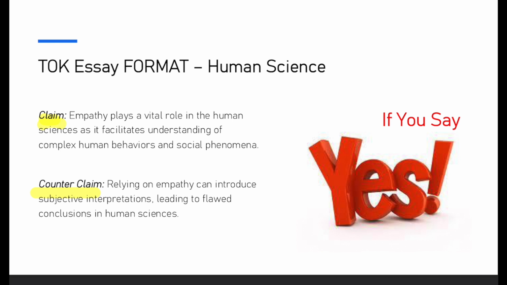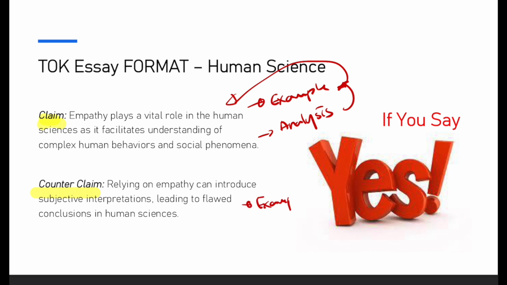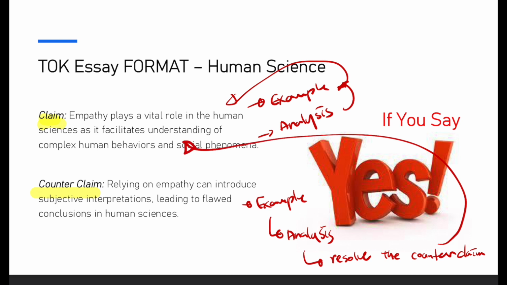And in both cases, I have to find the example and I have to analyze it to support the example and the claim, right? For the counterclaim, I have to find an example again. But in this case, I have to analyze it to resolve the counterclaim, to support my claim, right? And then I need to have my sub-conclusion.